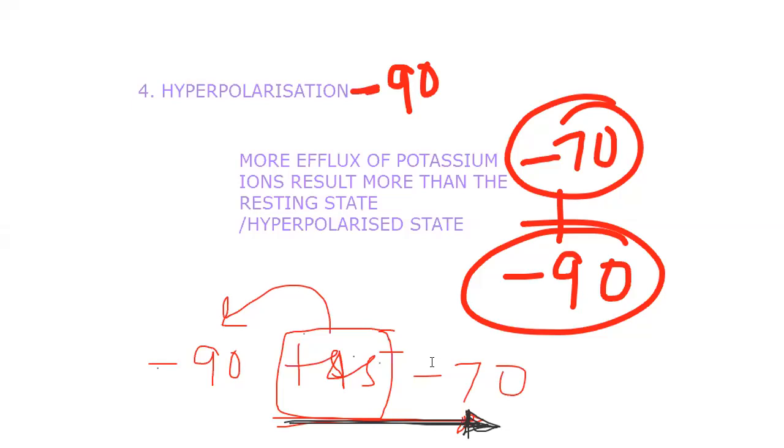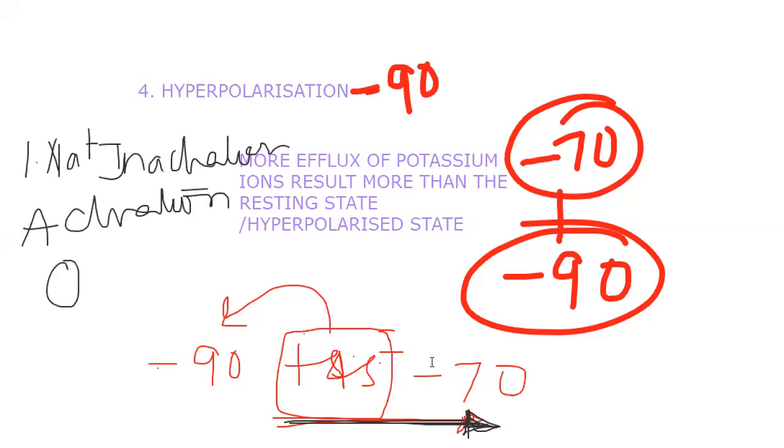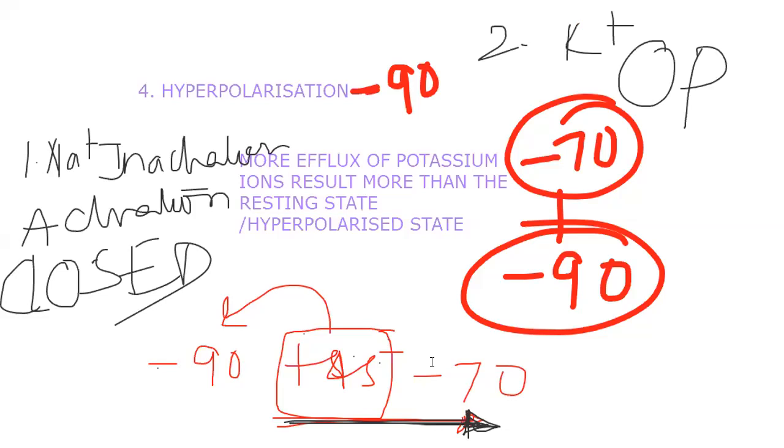Okay, so gates wise, what we have to remember: both the sodium inactivation gate and the activation gate are closed. So who is open? Potassium voltage gated channels are still open. So this is the condition. That is about the hyperpolarized status. Then depolarization, repolarization, hyperpolarization.